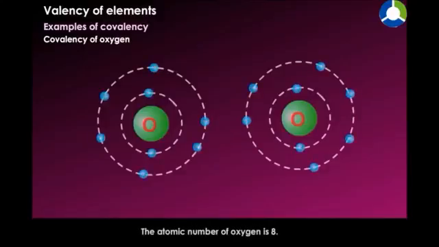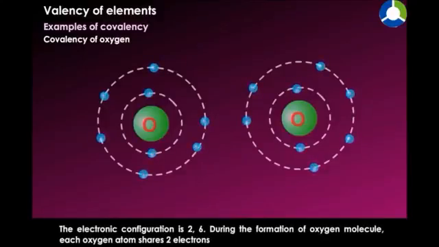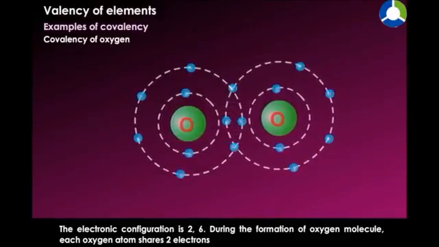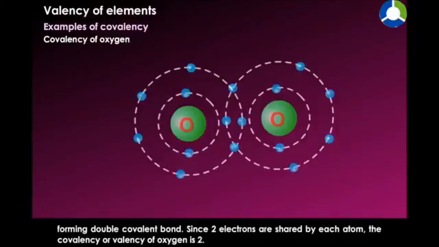Covalency of oxygen. The atomic number of oxygen is 8. The electronic configuration is 2, 6. During the formation of an oxygen molecule, each oxygen atom shares 2 electrons forming a double covalent bond. Since 2 electrons are shared by each atom, the covalency or valency of oxygen is 2.